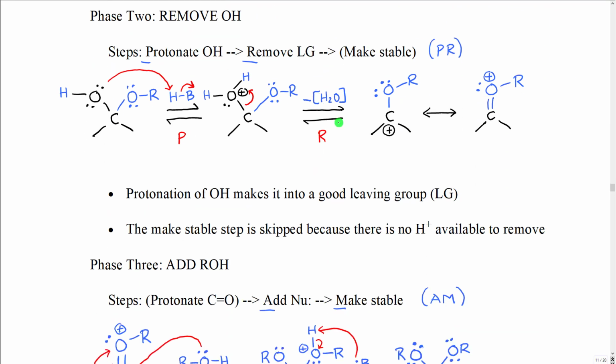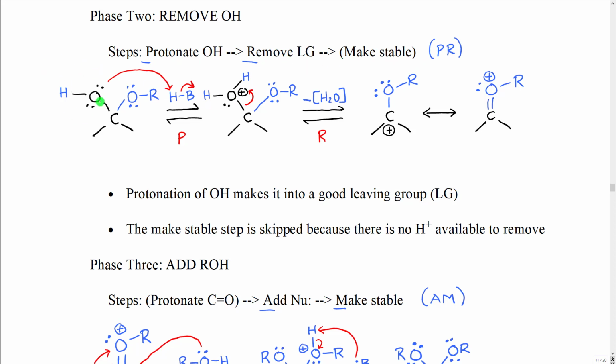Okay, next step then is to remove the OH, to remove the oxygen. So to do this, to remove something, the three steps are protonate, remove, make stable. That would normally be abbreviated PRM. It turns out in this particular case, I'm going to show you that resonance allows us to skip the make stable step. So we are just going to protonate and remove, PR.